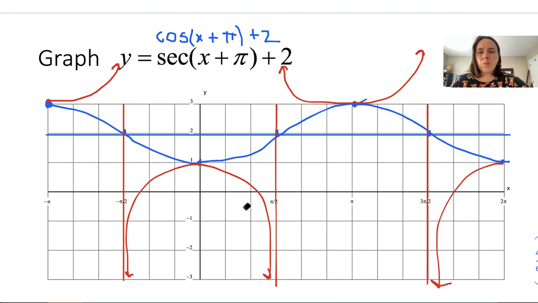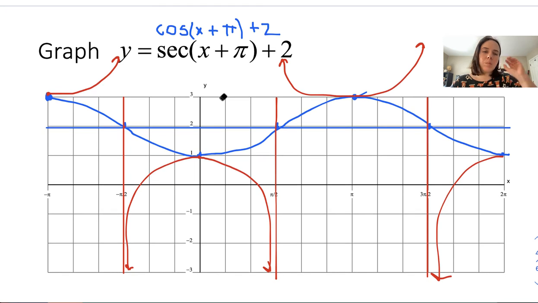And that's it. To sum up, whenever you plot these weird reciprocal functions with a bunch of shifts and things, start by plotting the original trig function. If you have a secant, start by plotting the cosine with all of the same shifts. Then figure out where it crosses the symmetry axis. There are my asymptotes, bam. Where are my maxes and mins? That's where my U-shapes start. And call it a day.